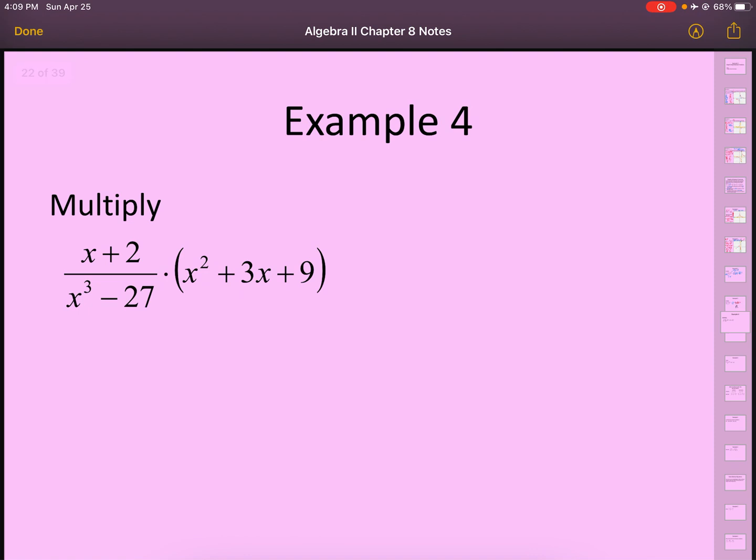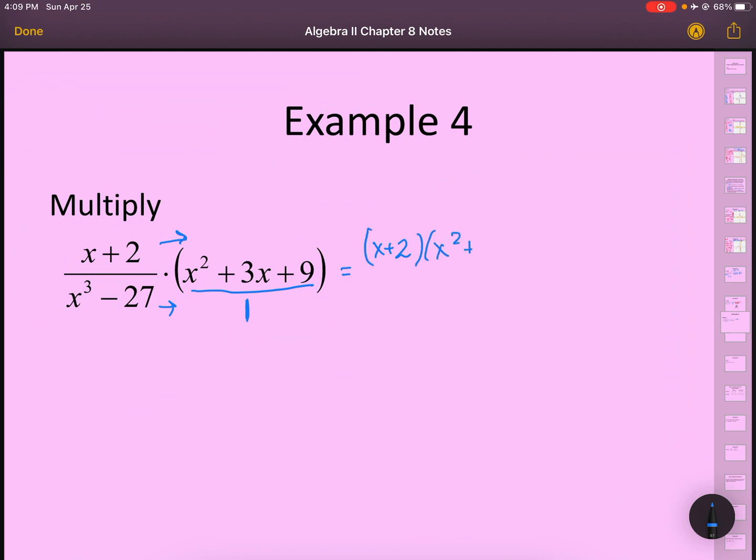Okay, in example 4, same stuff. I'm going to multiply. Okay, so still multiplying straight across, but in that second rational expression, it's not yet rational because I don't have the fraction bar. So I'm just going to put it over 1 so that it does create a fraction. Okay, so up top, I'm still going to be left with x plus 2 and the one up top is not factorable, so I'm just going to leave it alone.